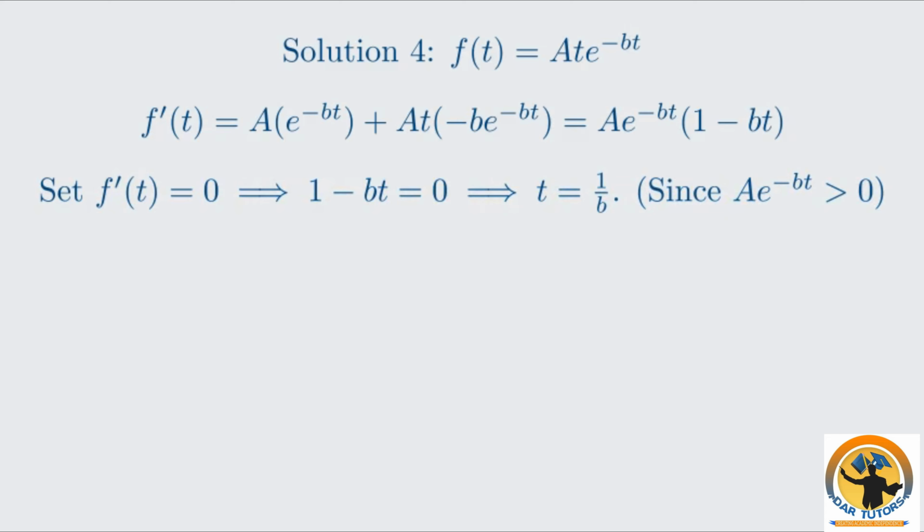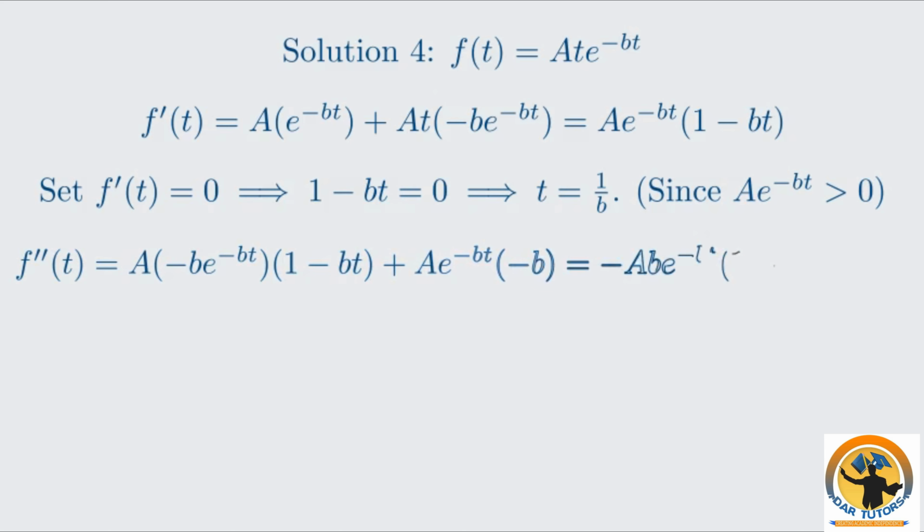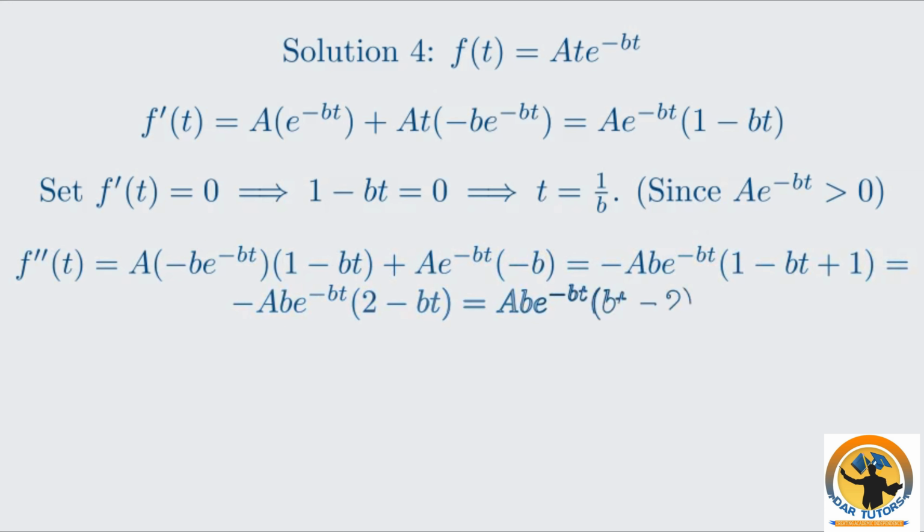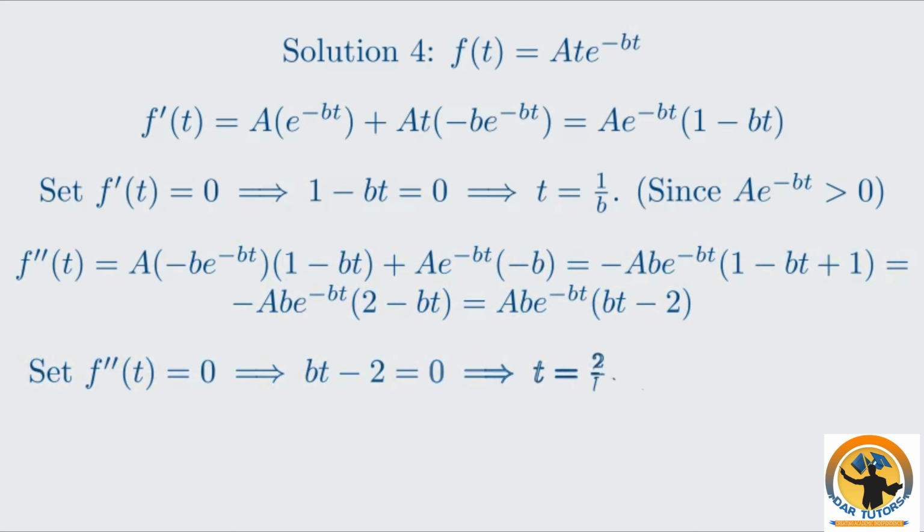Next, let's find the point of inflection. We need the second derivative, differentiating f prime of t. Using the product rule again, we get f double prime of t equals ab e to the power of negative bt times the quantity bt minus 2. Setting the second derivative to 0, we find that t equals 2 over b. The sign of f double prime of t changes from negative to positive at this point, confirming it's a point of inflection. We have successfully proven both statements.